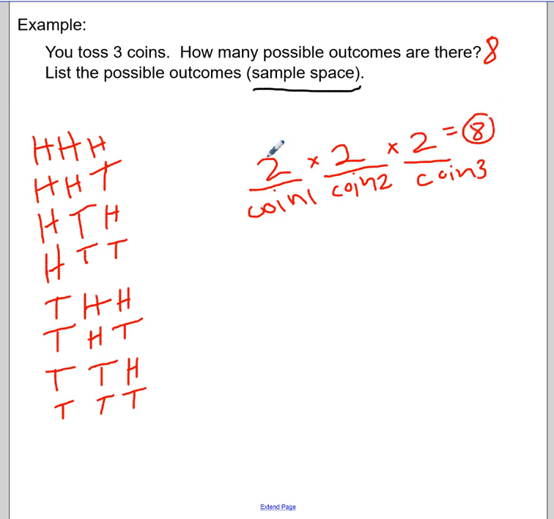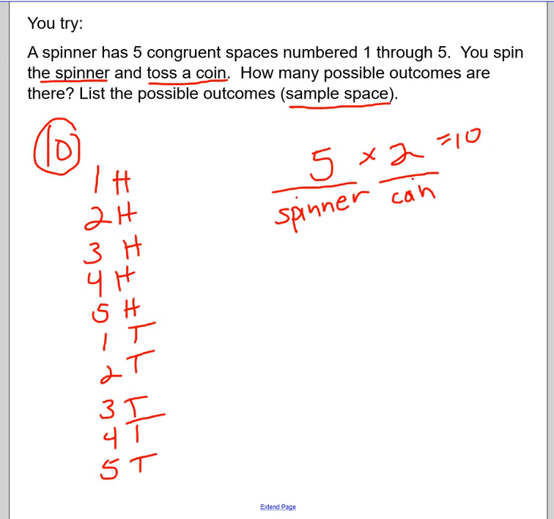And that multiplication principle is always going to work, all right? So you can always use that to figure out how many possible outcomes are going to be in your sample space.